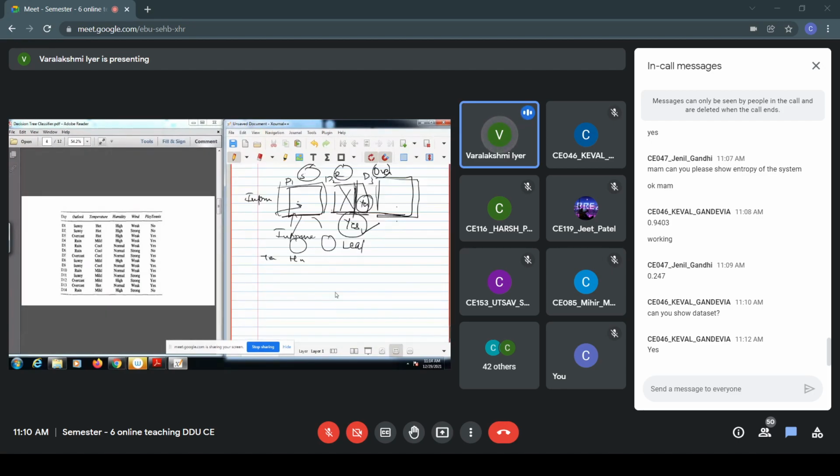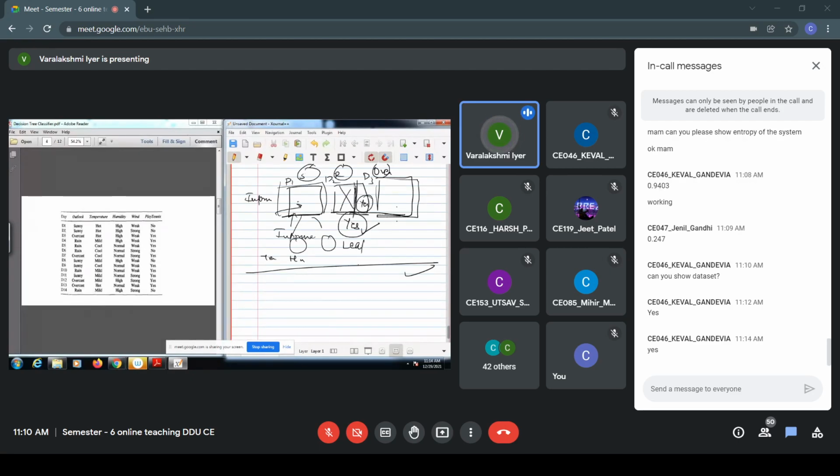Okay, that is clear? Everyone is clear with this? So shall we proceed with the next part? You have to iteratively keep doing this.